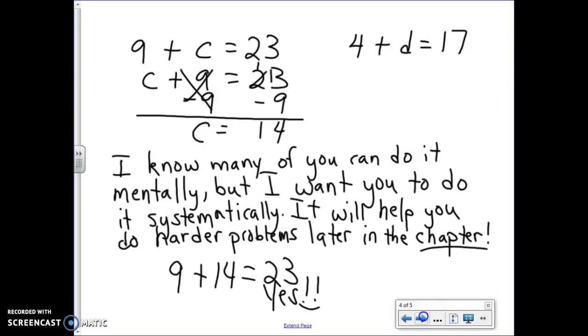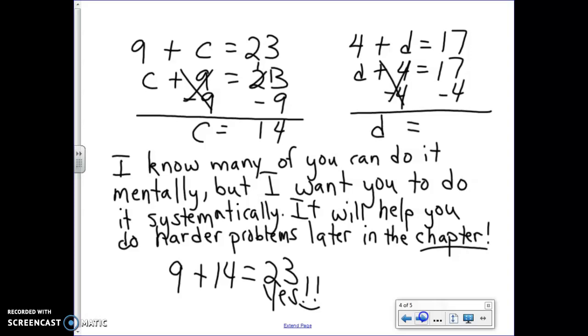Now this side, again, I like to put the letter first. Variable, D plus 4 equals 17. Got to get this side back to 0, or the variable, which is D. Whatever I do on the left side of the equation, I must do on the right side to keep them equal. 4 minus 4 is 0, so I just X them out. I have a D left. 17 minus 4, you can use your calculator, but it's 13. Let's check that now. 4 plus 13, yes, it does equal 17.